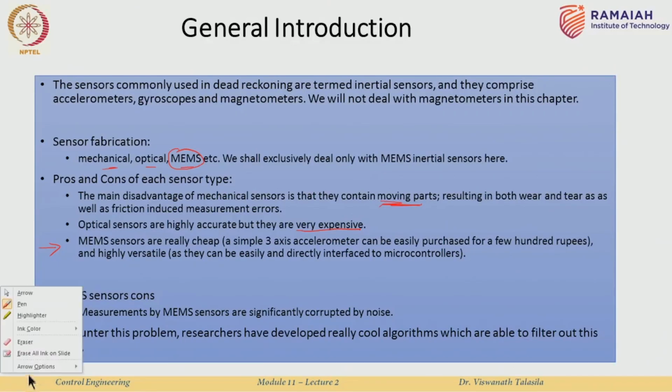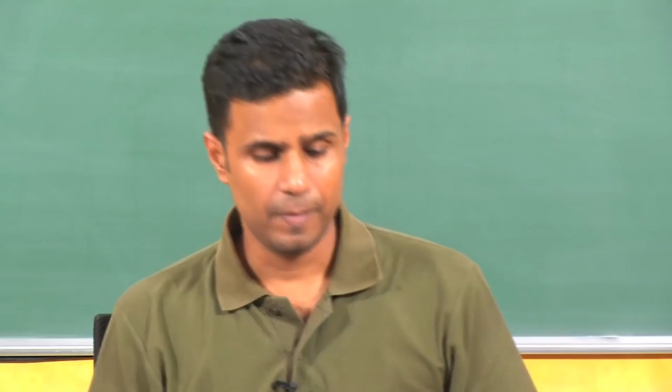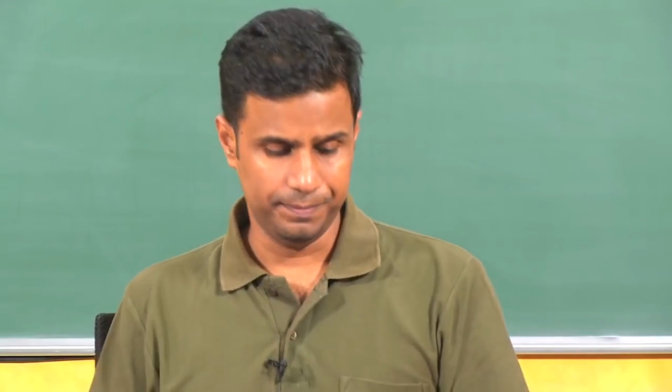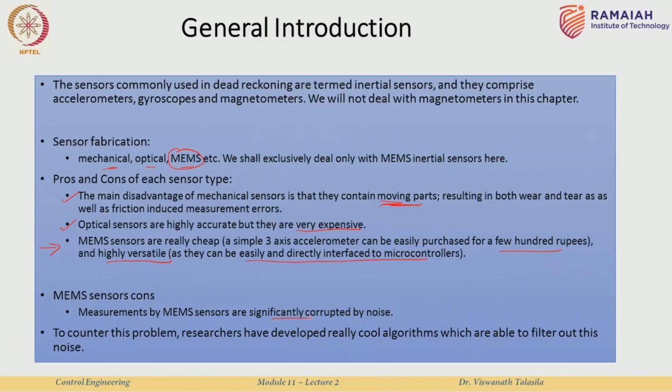In fact, as I have written here, you can buy a simple MEMS 3-axis accelerometer for just a couple of ₹100. And the really important reason why they are so useful is that they are highly versatile. I can just take a MEMS sensor off the market and directly interface it to my accelerometer and start to work with that. To do that with optical sensors and mechanical sensors requires a lot of additional electronics. The problem with MEMS sensors is that they are significantly corrupted by noise as compared to the optical or the mechanical sensors, and we will see a few of these noise characterizations.